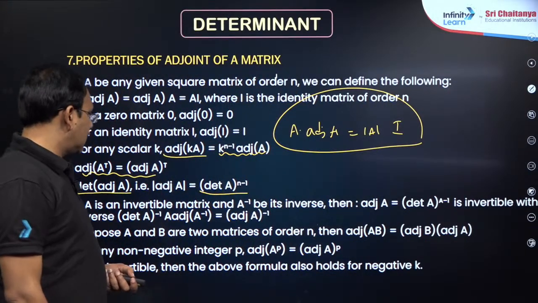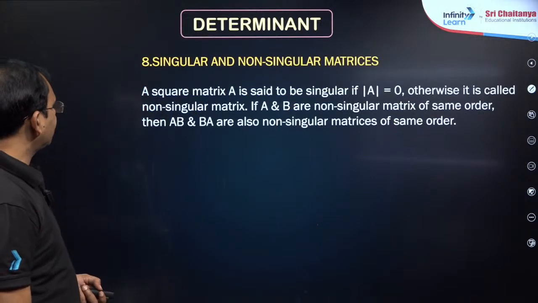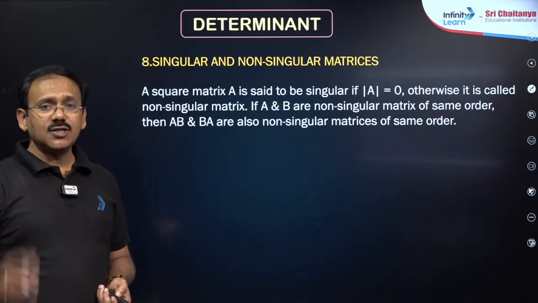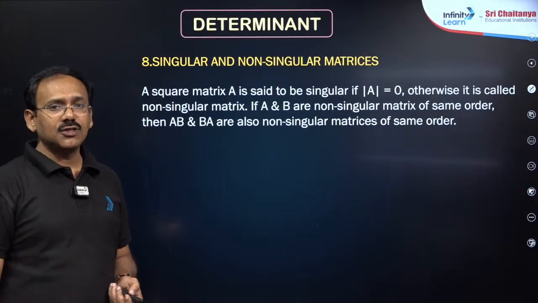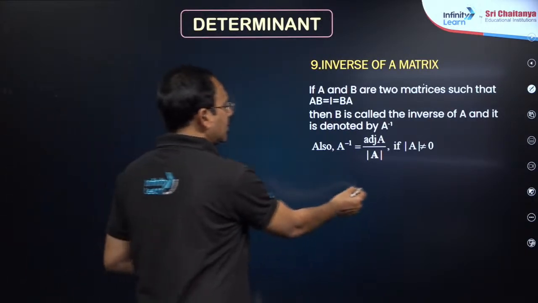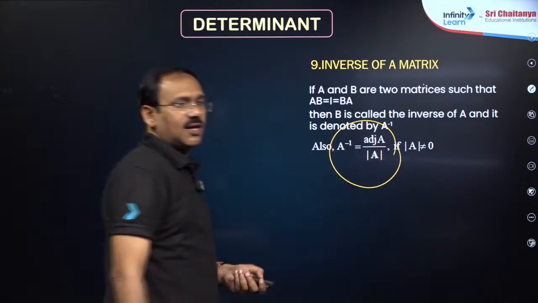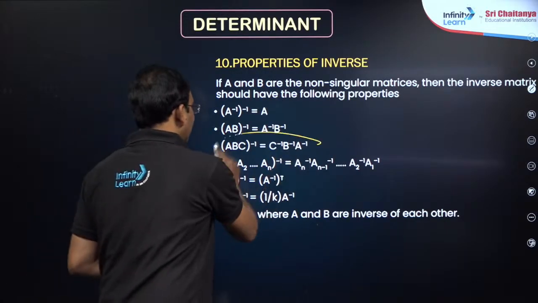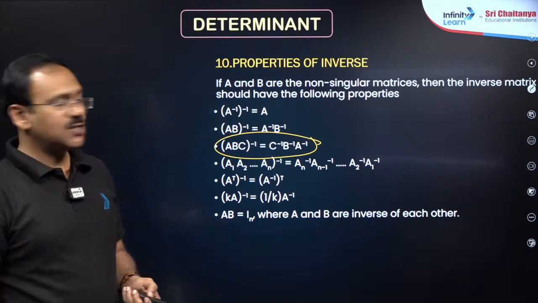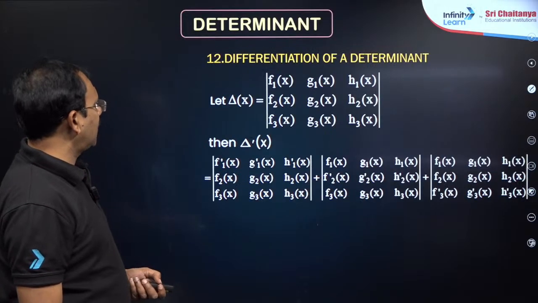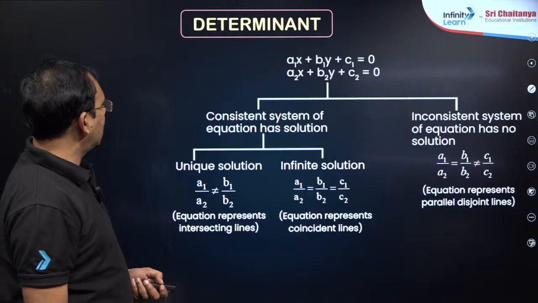Okay, right. The next, my dear friends, singular and non-singular matrices. If det is 0, singular, not equal to 0, non-singular. Inverse of a matrix you can find by the result, A inverse is adjoint A by det A. If det A not equal to 0, A inverse exists. ABC whole inverse will become C inverse into B inverse into A inverse. Okay, then next product of matrices, determinant just to multiply.